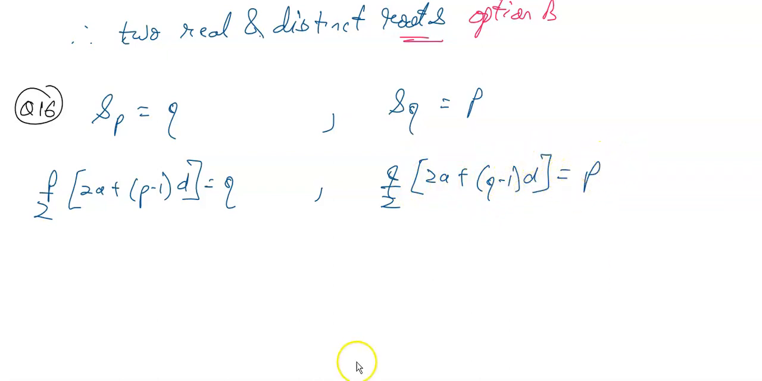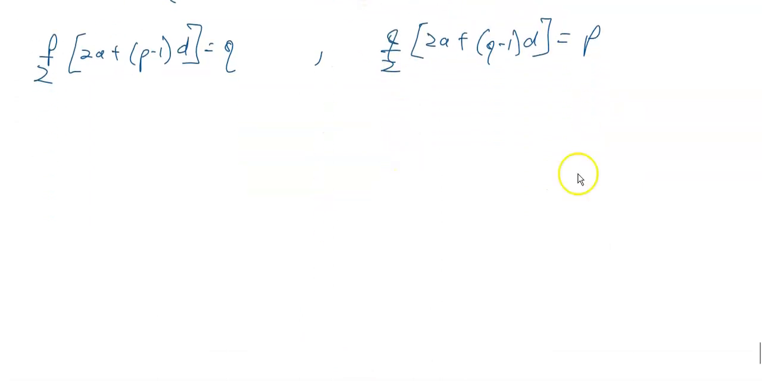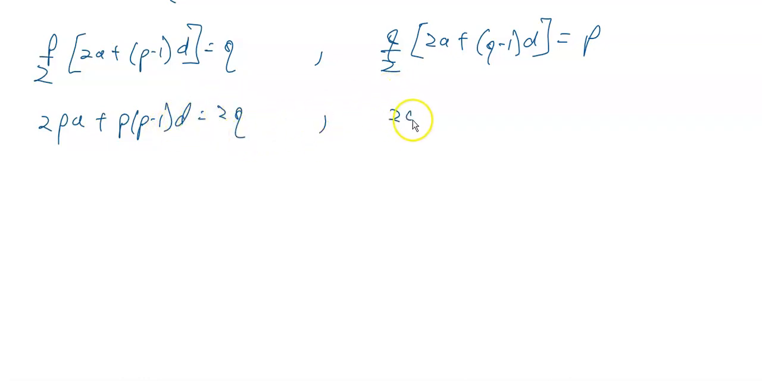Now let's simplify this. What we would get is p times 2a plus p into p minus 1 into d is equal to 2q, right? And here we get 2aq plus q into q minus 1 into d is equal to 2p.